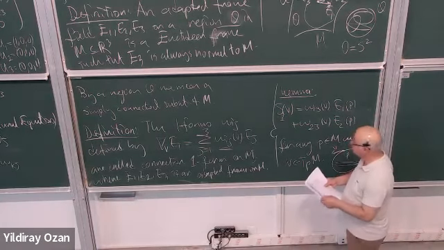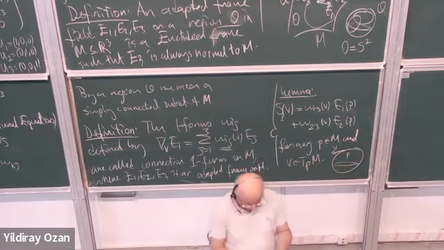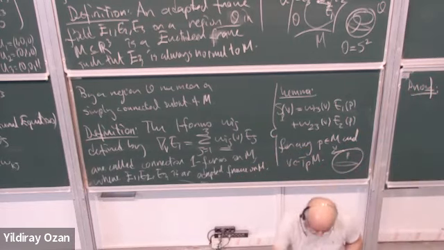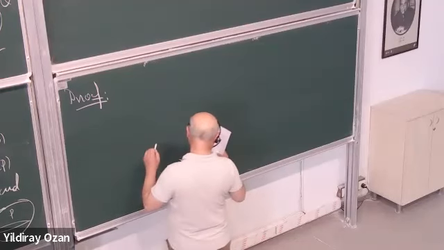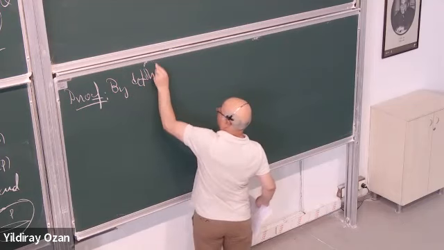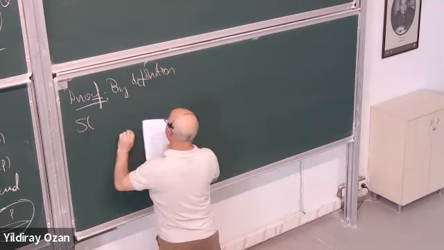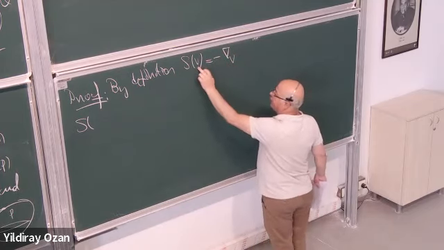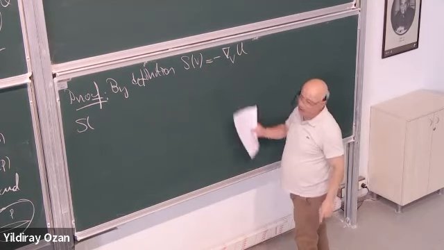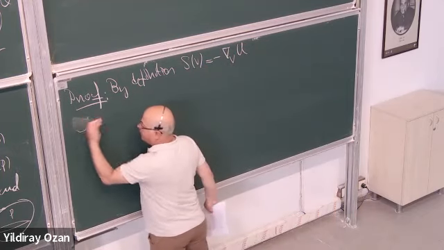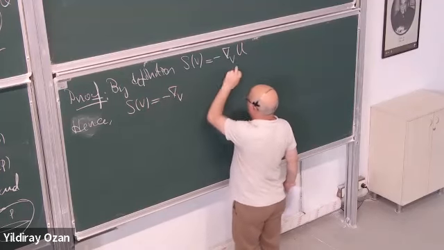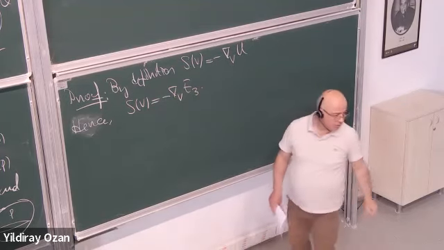All right, so let me move to the other board. Now, by definition, the shape operator, okay, is what? Minus the covariant derivative along v of the normal vector U, right? But since we are in an adapted frame, S(v) is just minus the covariant derivative of U, which is just the third one, E3.